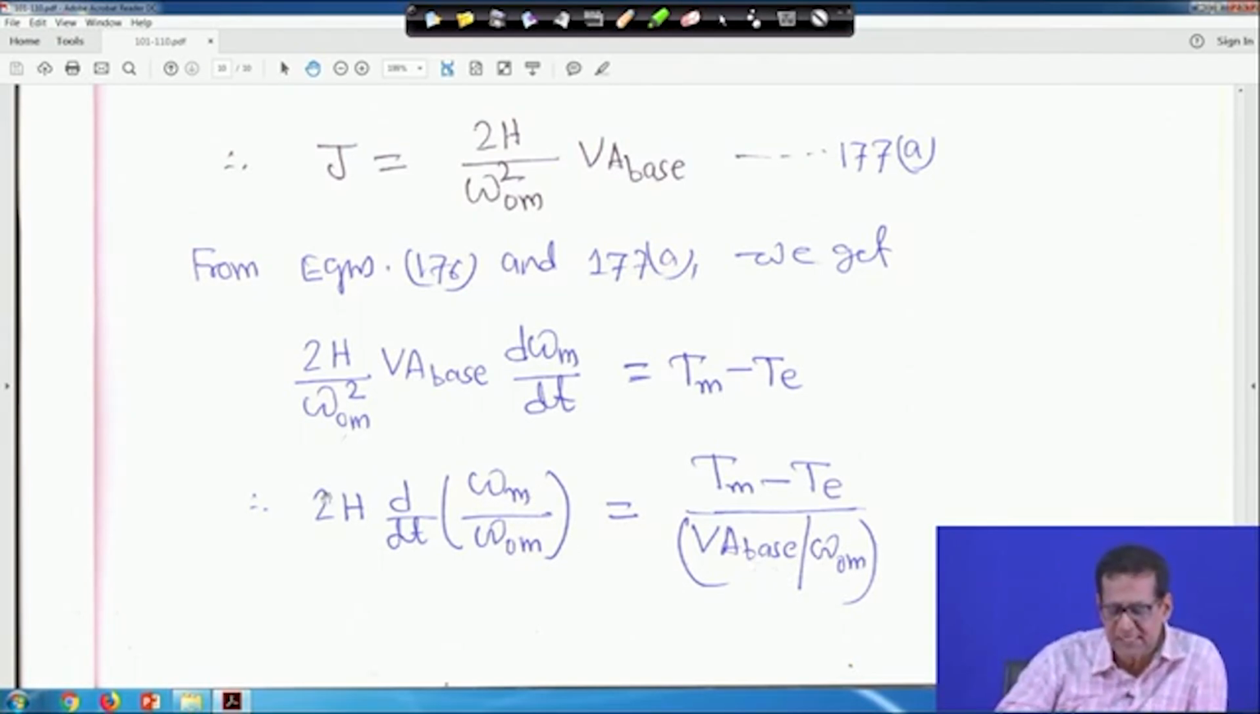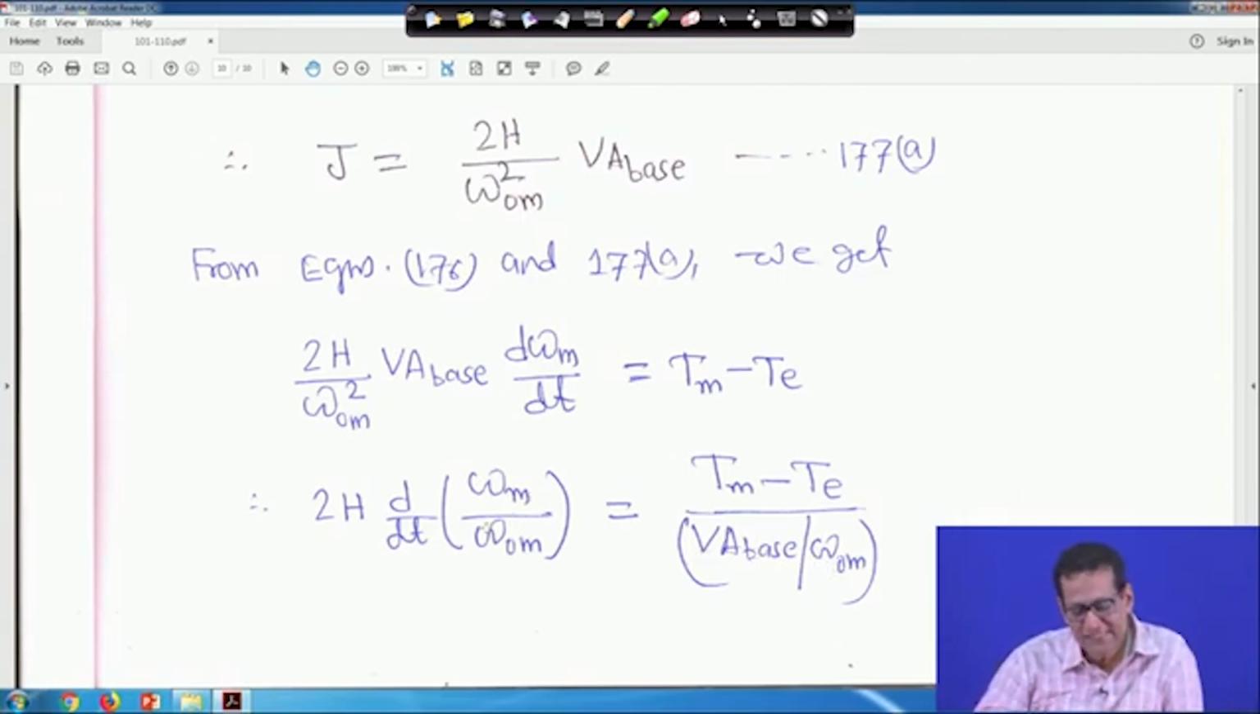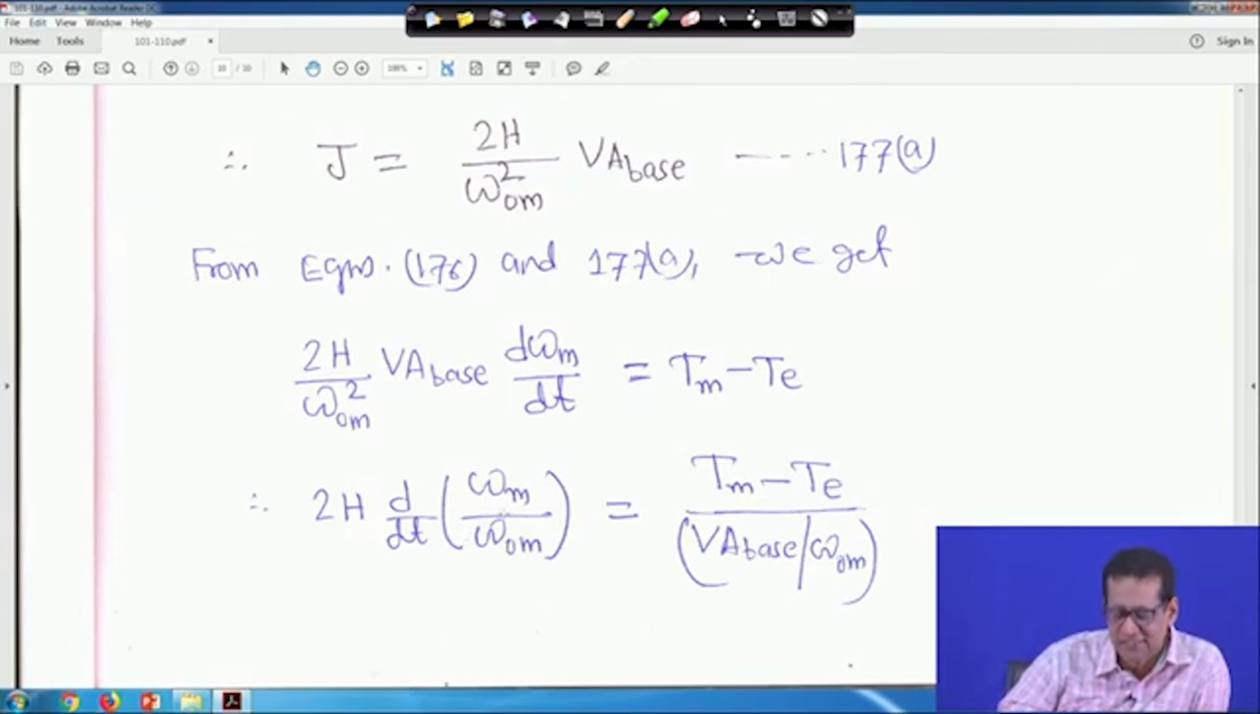What we are doing actually is, with 2H and d dt there and omega 0m square, we are dividing by omega 0m and another omega 0m. On the right side we write Tm minus Te, and the VA base is divided by omega 0m. This is just to represent this mathematical equation in per unit values, so everything will be in per unit values.